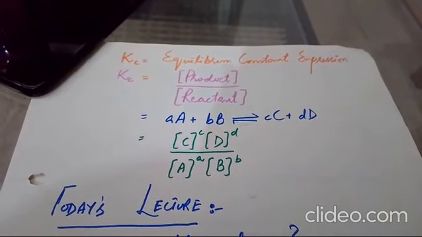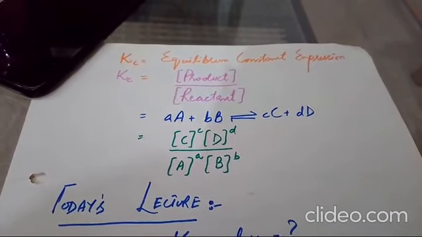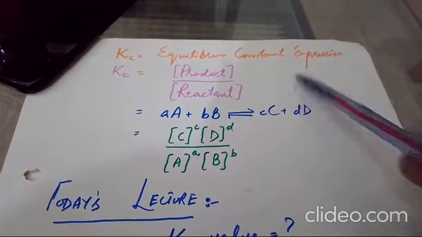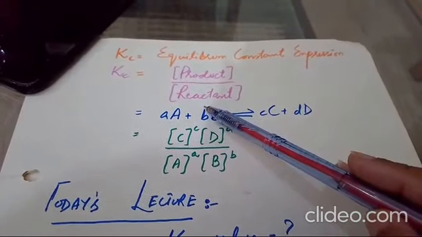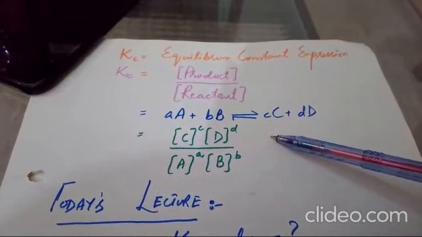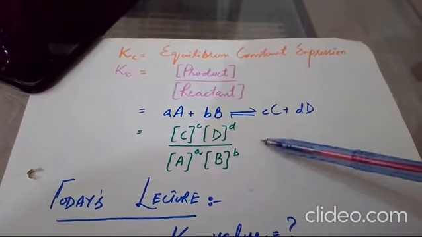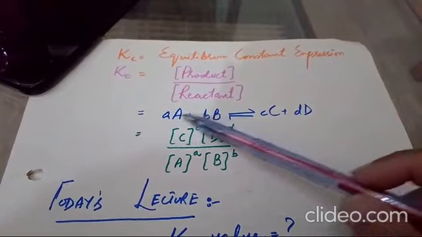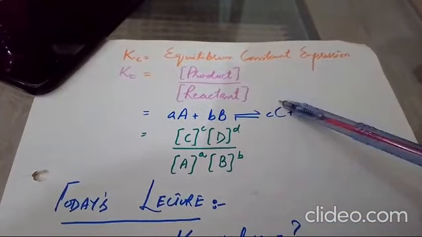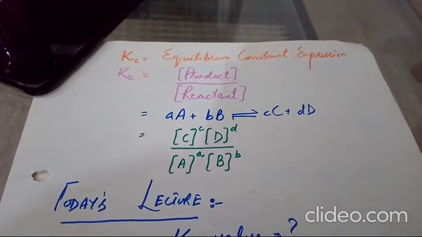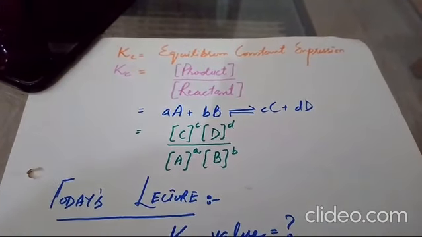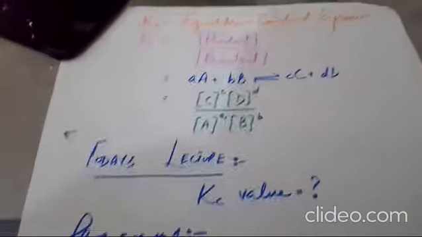Today our lecture is about the equilibrium constant. In our previous lecture, we studied the equilibrium constant expression, which is equal to product over reactant, and we practiced different equations from which we derive the equilibrium constant expression in this form. So basically this is a small overlook from our previous lecture. Now let's come to today's lecture.